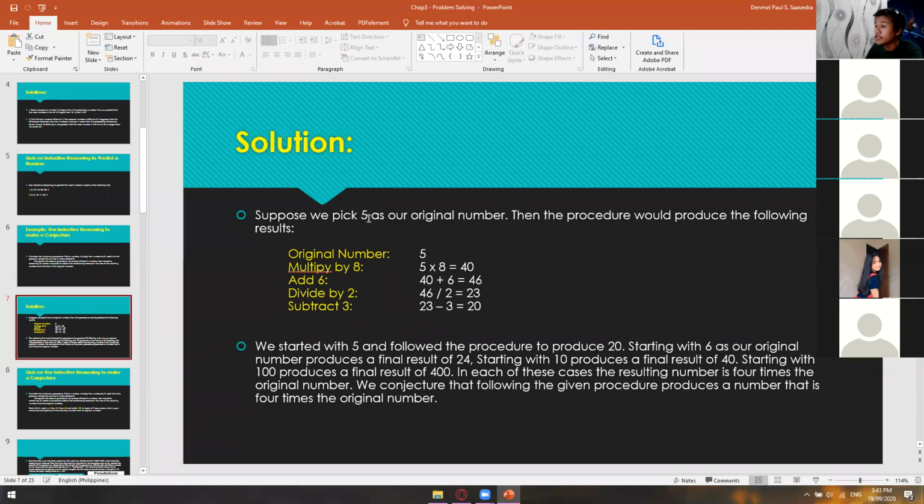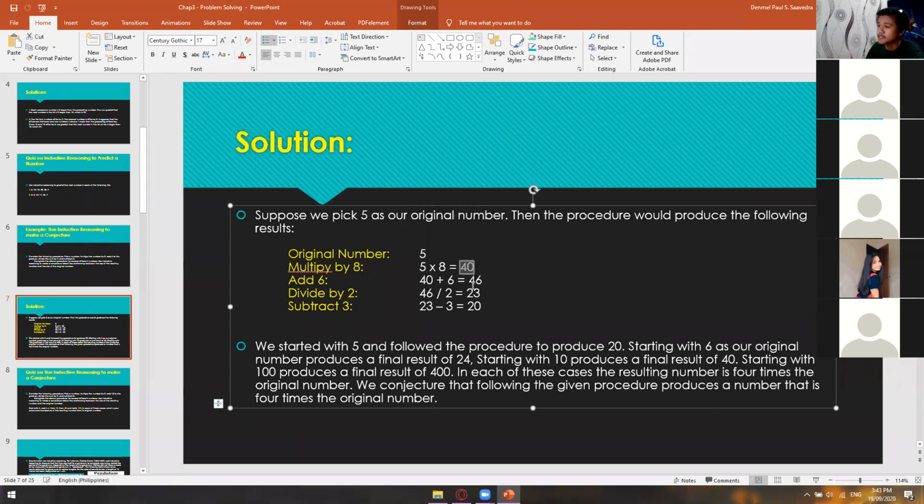And let's say, this is the number we picked. Supposedly, it can be any number. But let's say, 5 na lang. So, 5 times 8 is equal to 40. And then add 6. 40 plus 6 is 46. And 46 divided by 2 is 23. And then 23 subtract 3 is 20. Okay, so I hope you guys were able to follow that one. This is very easy, it's like grade 6 level.